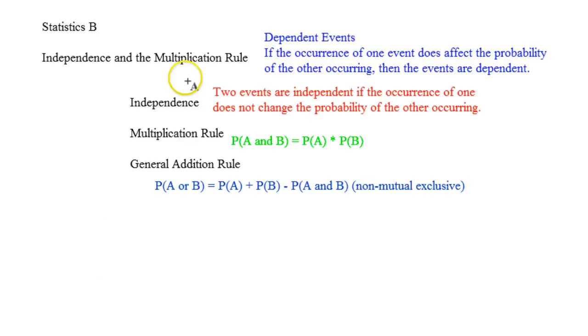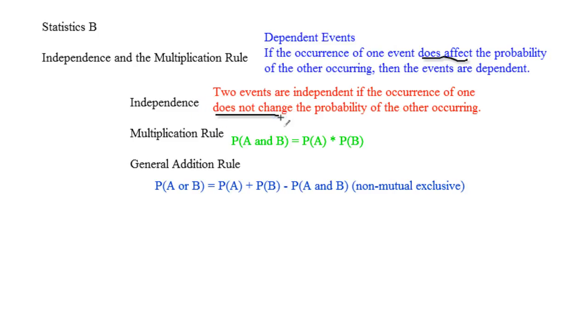Whenever you mention independence, you have to mention dependence. Two events are independent if the occurrence of one does not change the probability of the other occurring. Dependent is if the occurrence of one event does affect the probability of the other occurring, then the events are dependent. The important thing is dependence does affect other probabilities, independence does not.